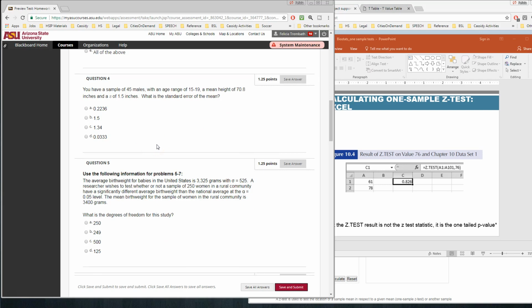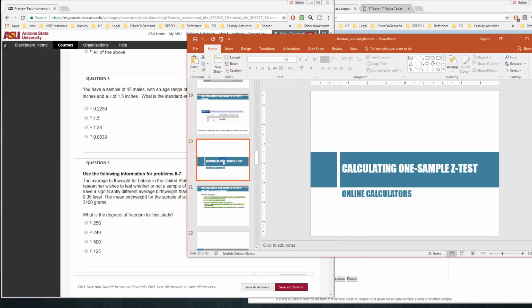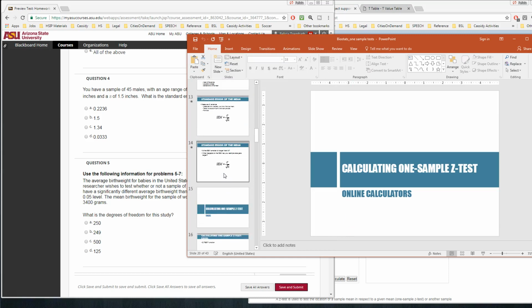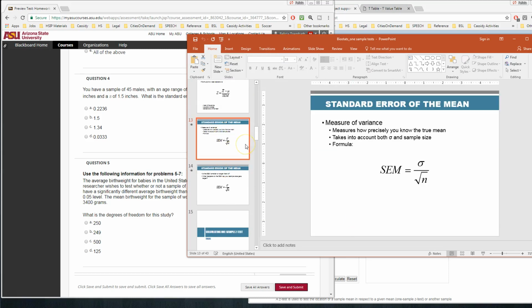Question 4. You have a sample of 45 males with an age range of 15 to 19, a mean height of 70.8 inches, and a standard deviation of 1.5 inches. What is the standard error of the mean? Okay, so let me go to my formula here and find the formula for standard error of the mean. It's going to be my standard deviation divided by the square root of n.